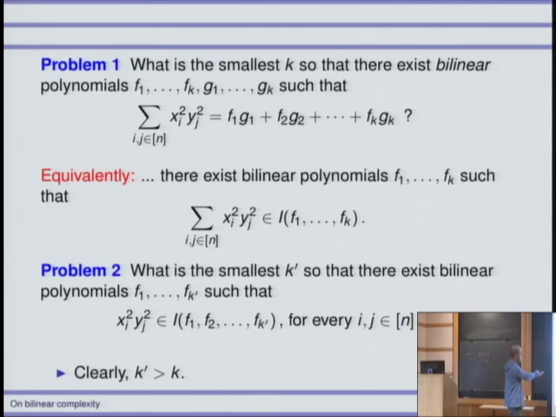Easily you can see that this k prime from problem 2 is greater than or equal to k, there should be a greater-or-equal sign, simply because the sum of squares polynomial itself lies in the ideal generated by the squares of the variables. So if you believe, as I do, that the answer to problem 1 should be roughly n squared, then the answer to problem 2 should also be n squared.